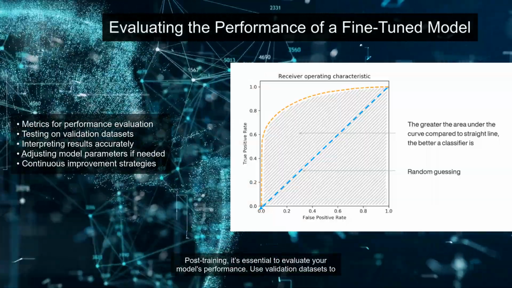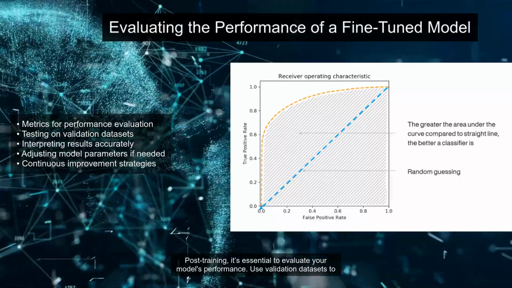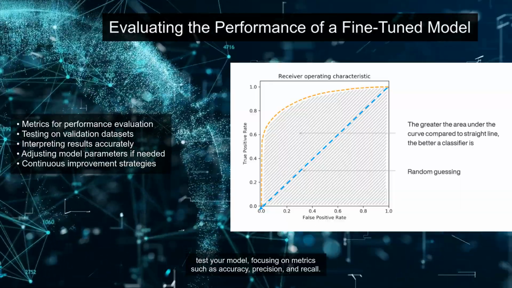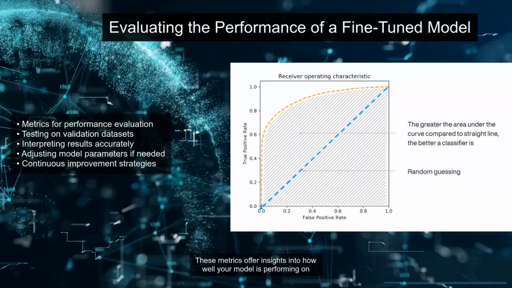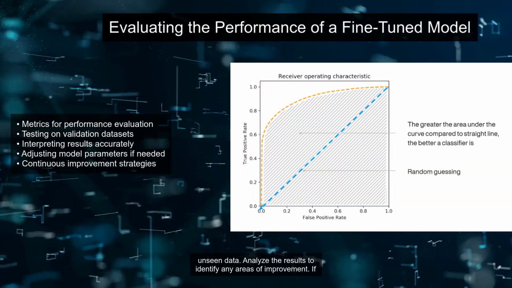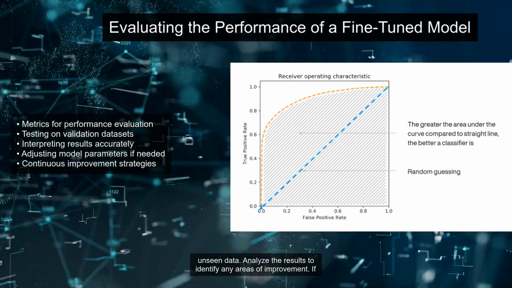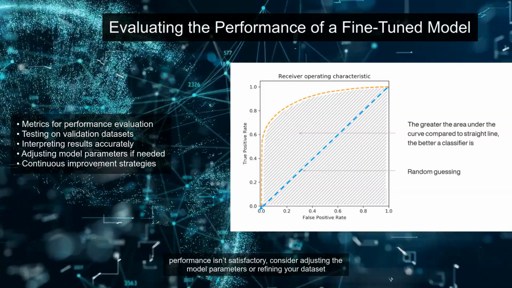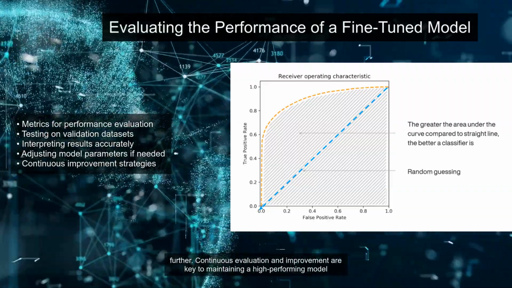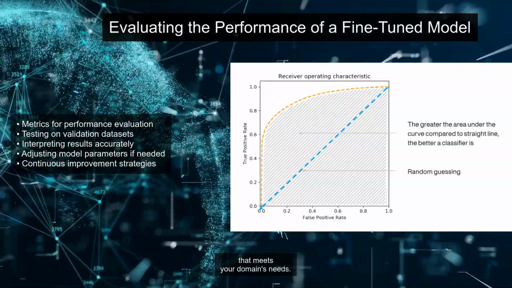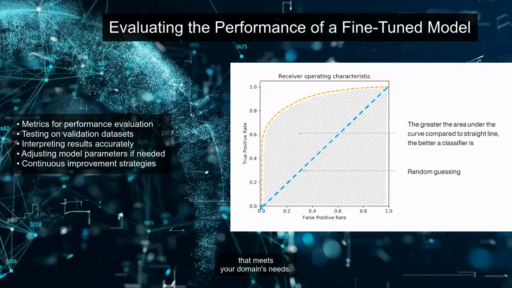Post-training, it's essential to evaluate your model's performance. Use validation datasets to test your model, focusing on metrics such as accuracy, precision, and recall. These metrics offer insights into how well your model is performing on unseen data. Analyze the results to identify any areas of improvement. If performance isn't satisfactory, consider adjusting the model parameters or refining your dataset further. Continuous evaluation and improvement are key to maintaining a high-performing model that meets your domain's needs.